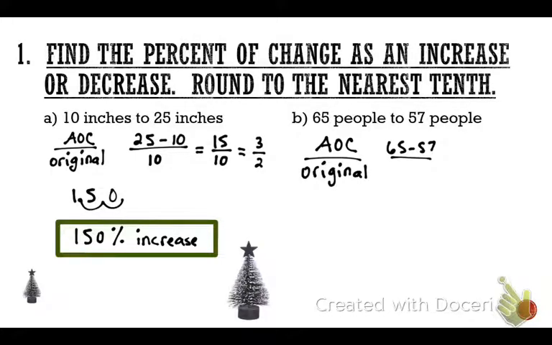Reagan, how many people were originally at the party? 65. Very good. What should I do next, Jocelyn? Then you would see what goes into both of them. No? Who can help her out? What should I do? Subtract. What's 65 minus 57? 8. So now I have 8 65ths. What do I do, guys? You divide. I'm going to divide. Put that in your calculators. What is 8 divided by 65? Raise your hand once you've got it. What'd you get, Jace?